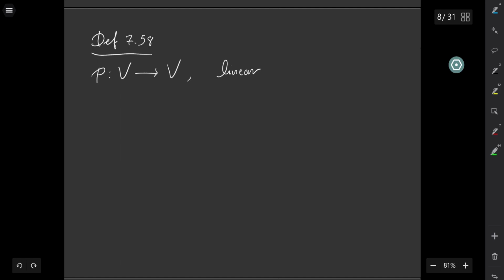Okay, so the definition, 7.58, is saying that when you have a linear map P, it is called a projection.